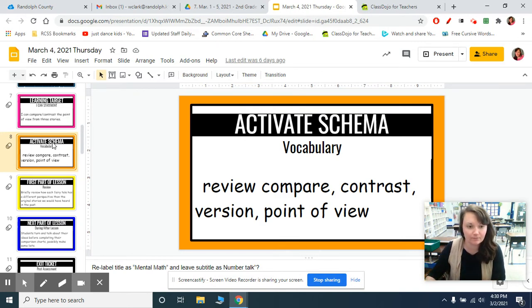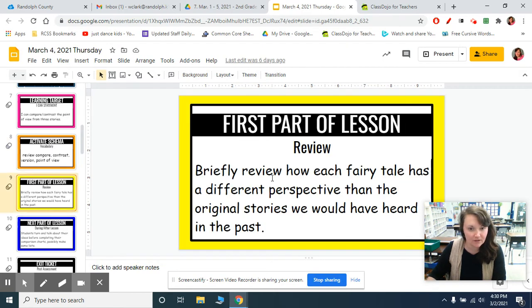Okay, so we're going to review how each fairy tale has a different perspective than the original stories we would have heard in the past. For example, on Monday, we listened to The Three Bears, the original version, and we also talked about the new version with Baby Bear. On Tuesday, we talked about Little Red Riding Hood, how it was told from the wolf's point of view versus Red Riding Hood's point of view.